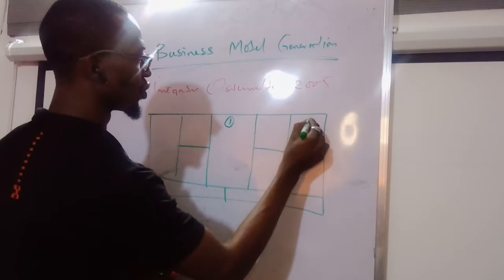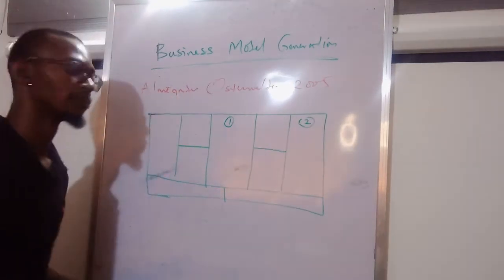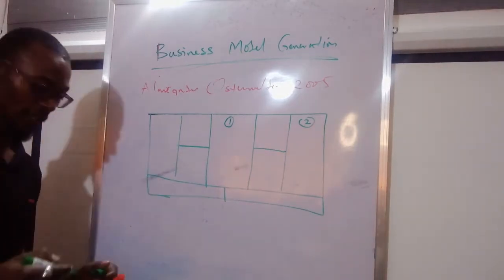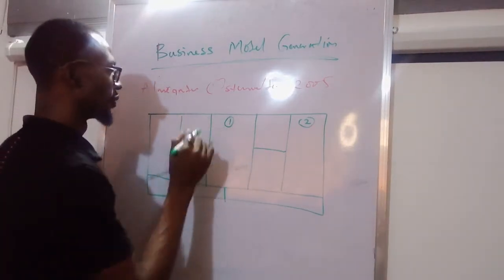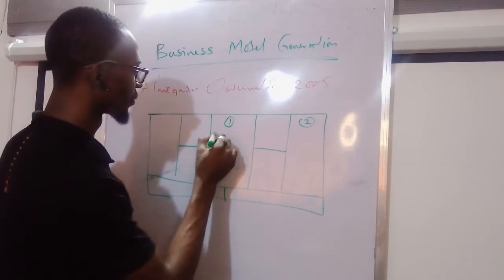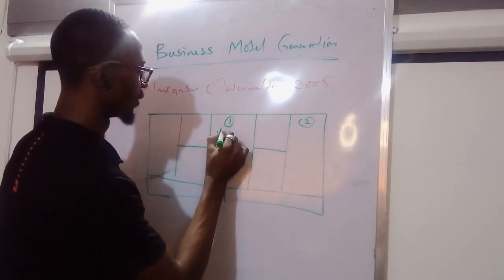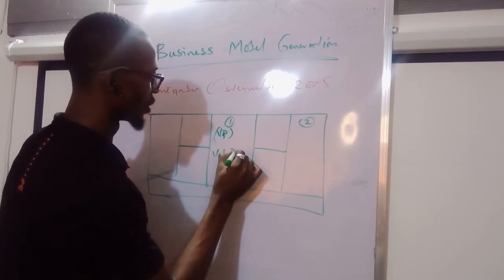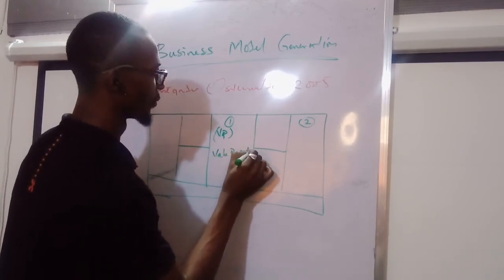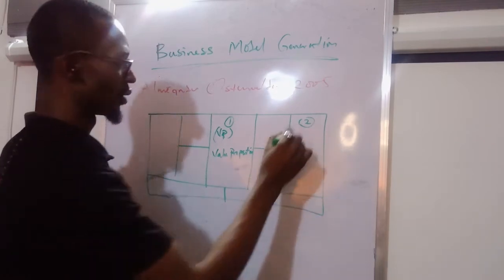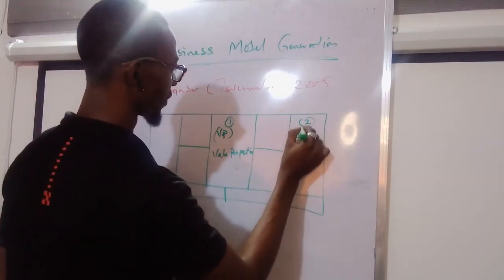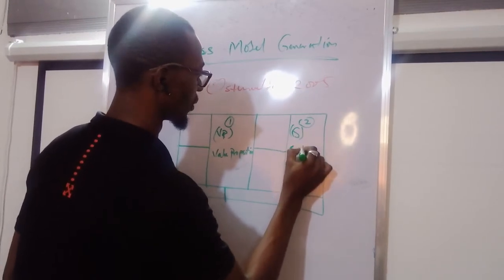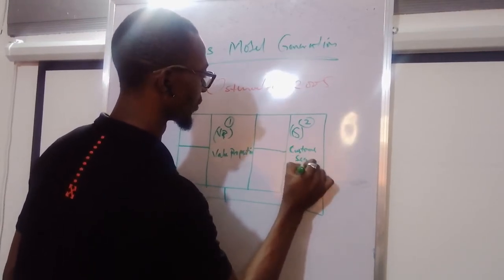1, 2. I'm going to tell you why those are the first two we start with. 1 is called the VP, value proposition. 2, simply CS rather, which is the customer segment.